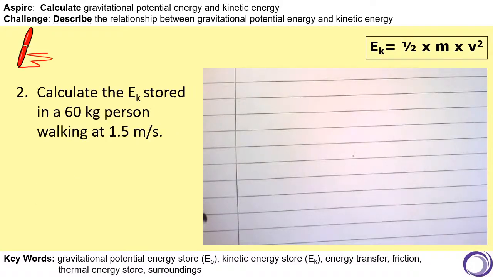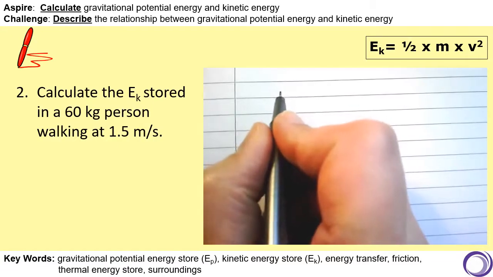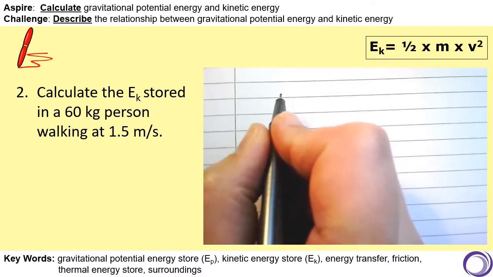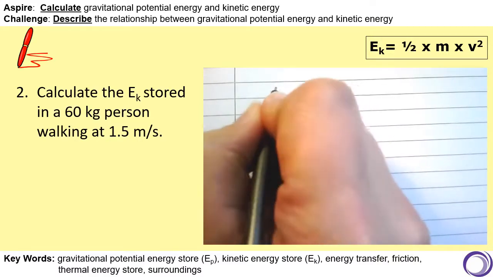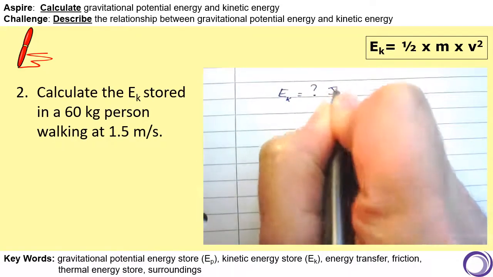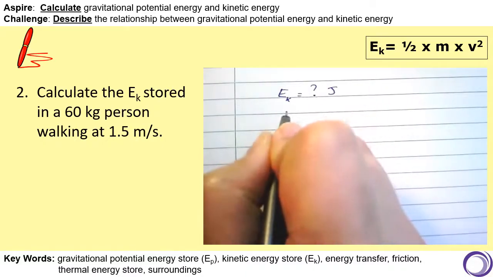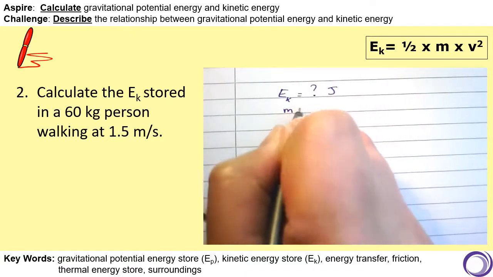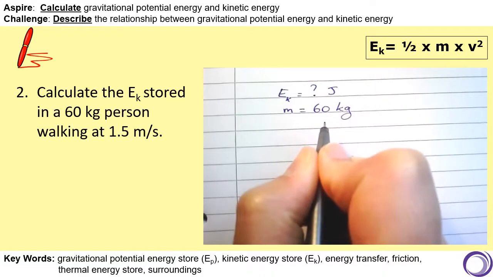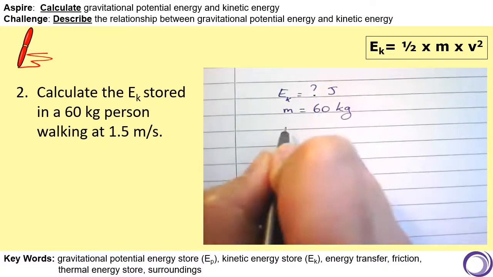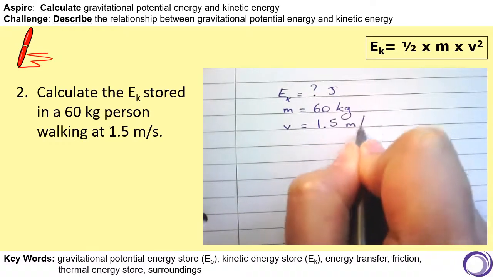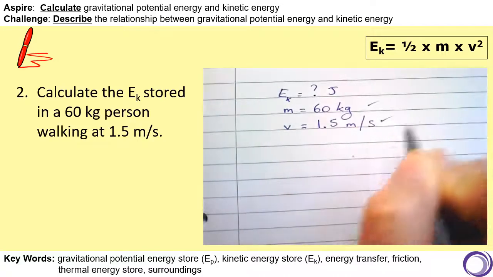So let's see how you got on with these questions. In question number 2, you need to calculate the EK stored in a 60 kilogram person walking at 1.5 meters per second. So again, we are looking for EK, which is our unknown, and we know that it's energy, so the unit is going to be joules. The 60 kilograms is the person's mass. And then the person is walking at 1.5 meters per second, so that's their velocity, and those are the correct units there.